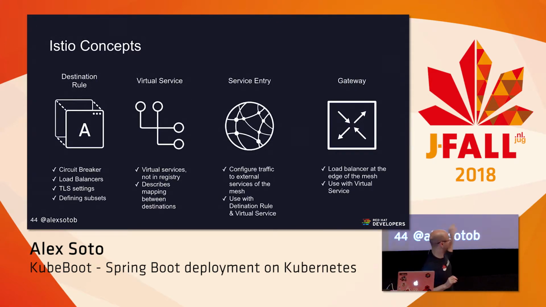With Istio, we have like 4 big concepts. The first one is destination rule, which allows you to configure the set of rules to be applied when forwarding traffic to a service. Basically, you define circuit breakers, load balancers, TLS settings, for example, defining subsets of services. And then we have virtual service, which they call virtual because there is no registry. It's not a service in the Kubernetes object way. It's just something virtual, and it describes the mapping between destinations.